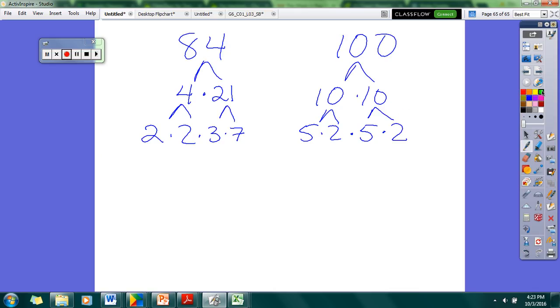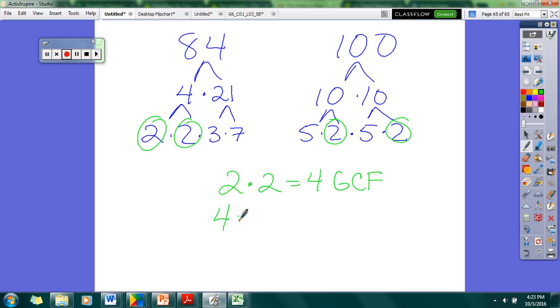Okay, now I'm going to look for partners. I have a partner of 2 and 2. I have a partner of another 2 and another 2. Okay, I don't see any more partners. 4 is my GCF. So I'm going to take 4 times 3 times 7 times 5 times 5.